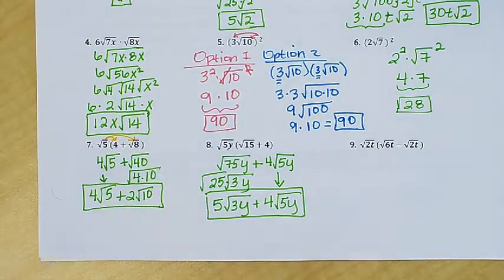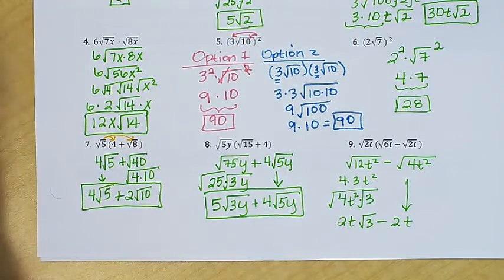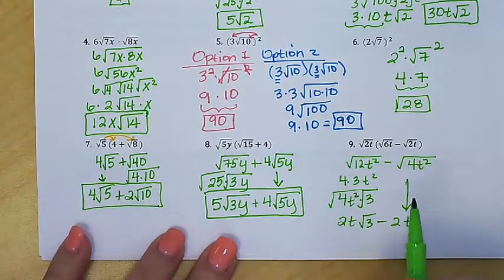Okay. So try number 9. See if that one works out well. And we can check the answer here. See if you got 2t square root of 3 minus 2t. If so, then I think you are rocking and rolling.